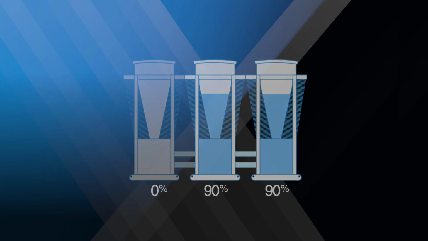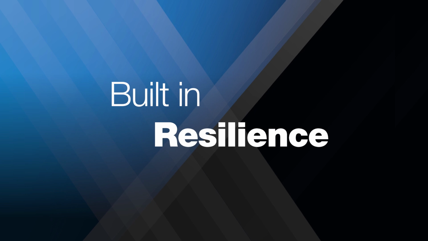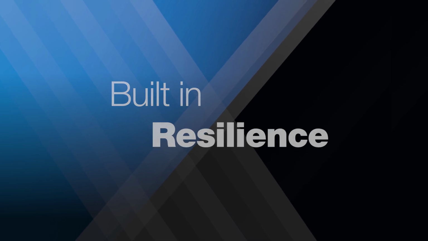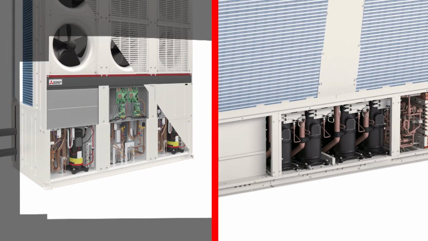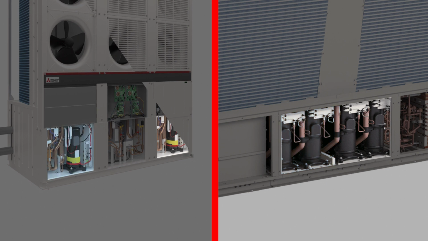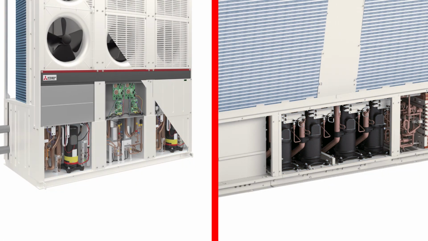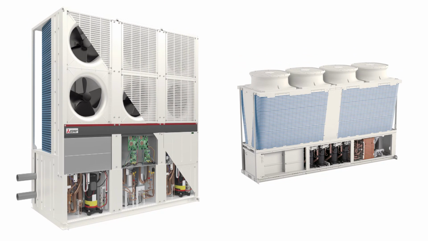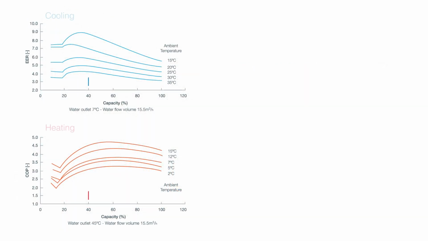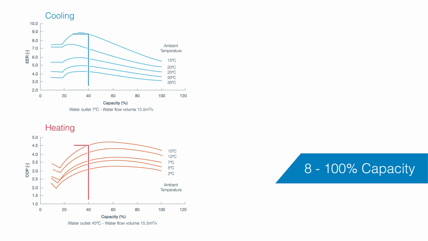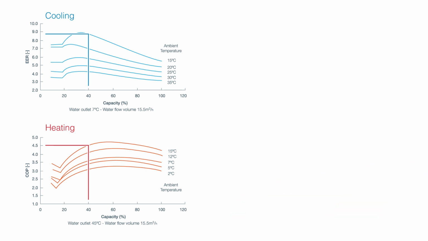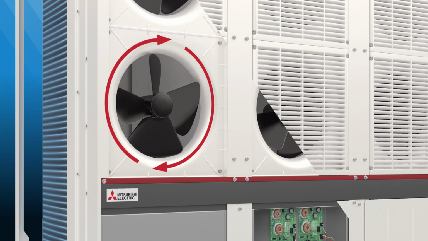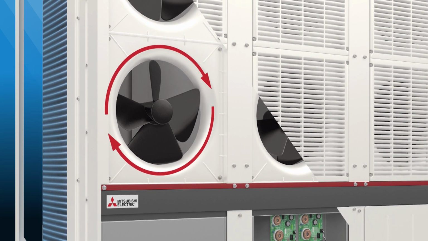Modules equipped with multiple inverter scroll compressors provide a resilience advantage, even for the smallest systems. The scroll compressor technology within the Mitsubishi Electric E-Series is highly advanced. Twin-circuit inverter-driven scroll compressors working together are incorporated into each module, allowing the system to operate between 8 and 100% capacity. The precision of this control provides exceptional part load efficiencies, ideal for most chiller applications, an efficiency that is further enhanced through the use of separately controlled inverter-driven DC fans.